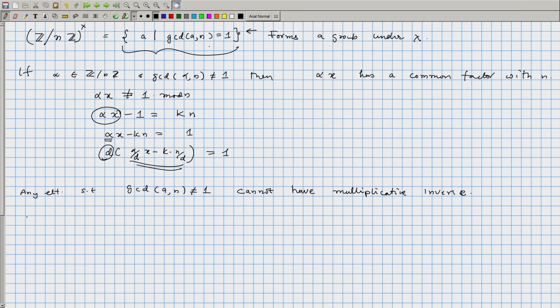Now, we need to show that every element which satisfies the property that its GCD with n is 1 will have an inverse. Okay, so, we will use the following lemma. Okay, if you look at a number, GCD of A and B is the smallest positive number in the set alpha A plus beta B.